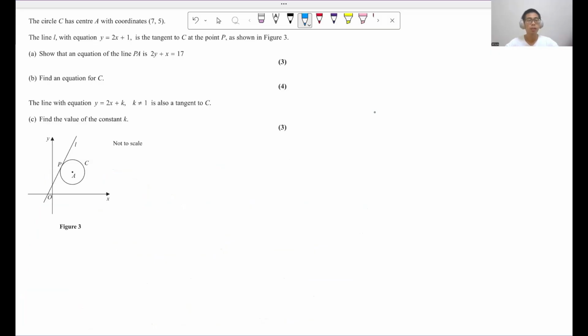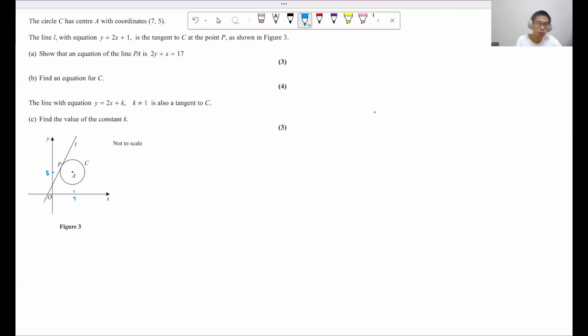Question 6. The circle C has center A with coordinates 7, 5. Let's label this. So this is 7, and then this is 5. And then line L with equation y equal to 2x plus 1 is the tangent to C at point P as shown in figure 3. Show that the equation of the line PA is 2y plus x equal to 17.